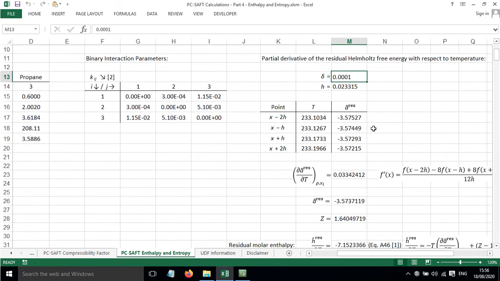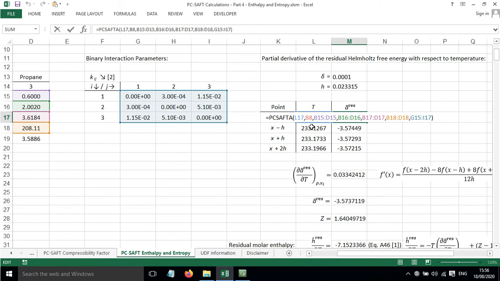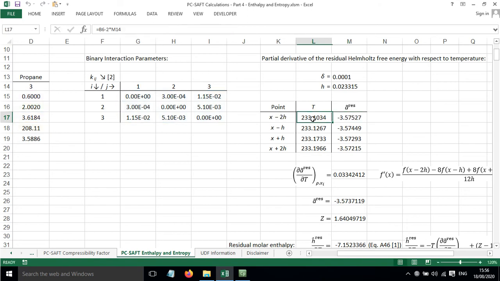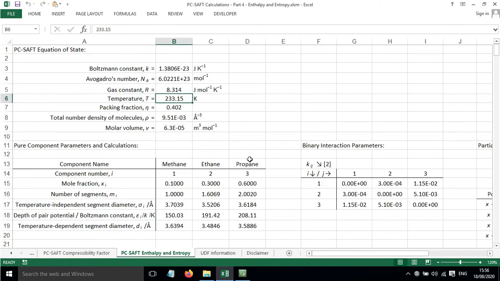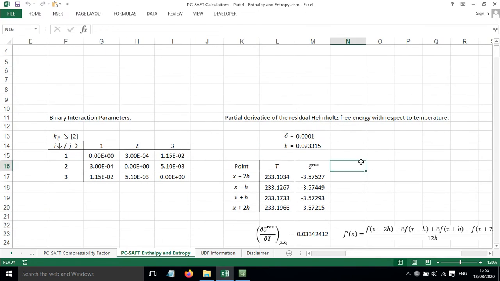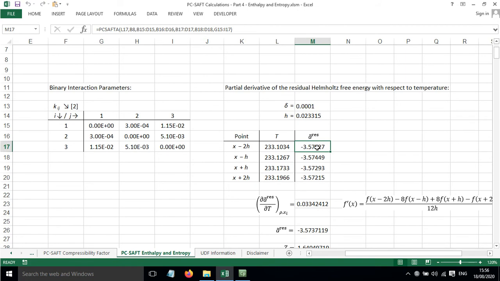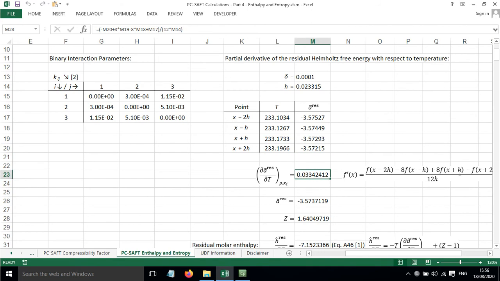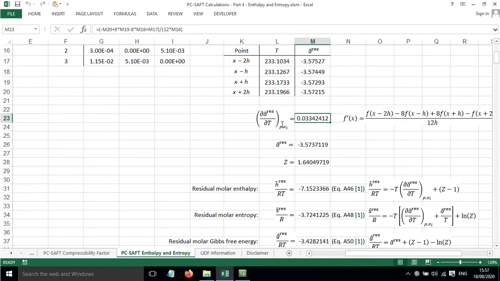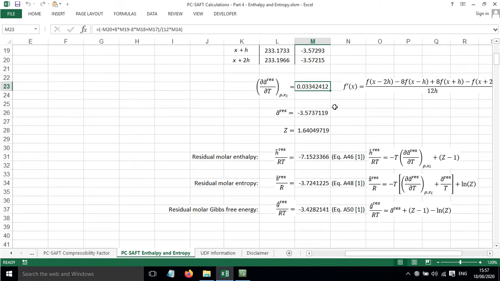And then what we do is we calculate the reduced residual Helmholtz free energy using the PC-SAFT A custom function at these different temperatures. So we calculate it using all of the parameters that are shown here, apart from the temperature. We use the temperature in this table. So now we've got the value of the reduced residual Helmholtz free energy at these different temperatures. We can then use this equation shown here, and if we implement that, we get the partial derivative of the Helmholtz free energy with respect to temperature at a fixed number density and fixed composition.